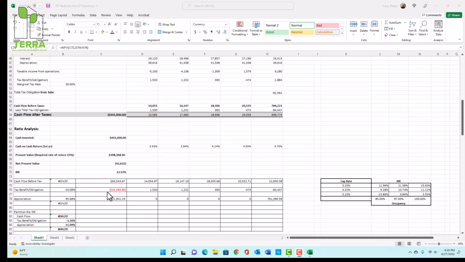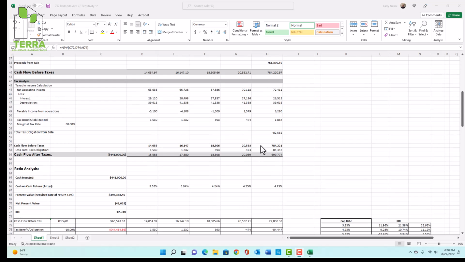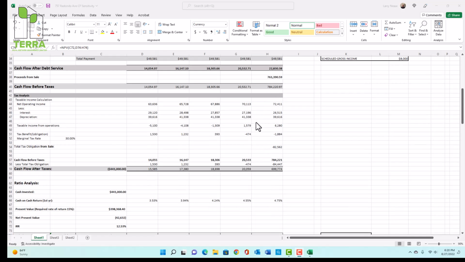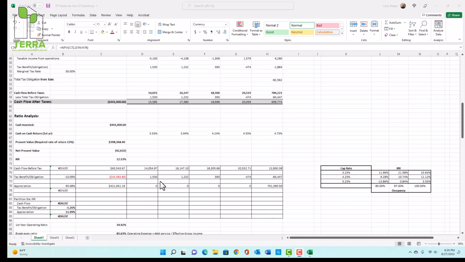Next, I wanted to carry down the tax obligation or benefit line. That was this line. Carried that down here. And then finally the appreciation. The appreciation was calculated here in this line, and that was just brought down here. Then, when we calculated the internal rate of return, all we did was equate this cash flow line to the original investment, which was $441,000. And that was done here, and we came out with an internal rate of return of 12.53.